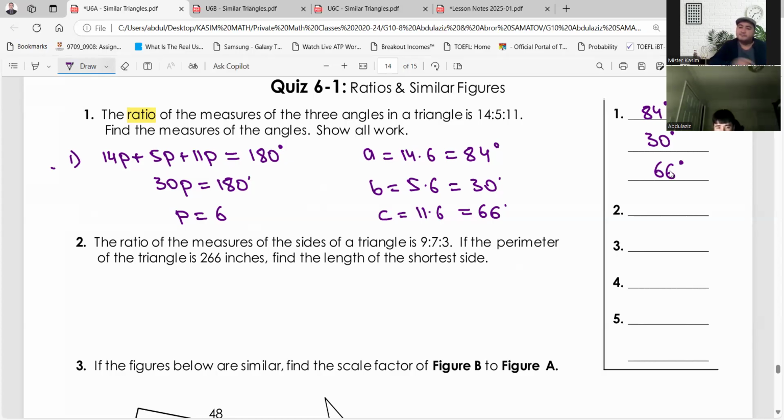Okay, do question two yourself. I'll give you 90 seconds. First, read the question. The ratio of the measures of the sides of a triangle is 9 to 7 to 3. If the perimeter of the triangle is 266 inches, find the length of the shortest side. Do it in your notebook and tell me the length of the shortest side.